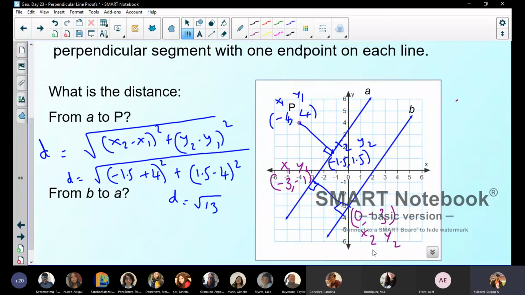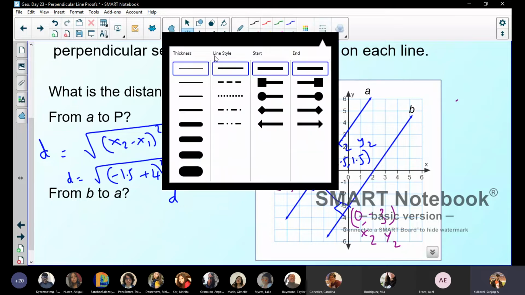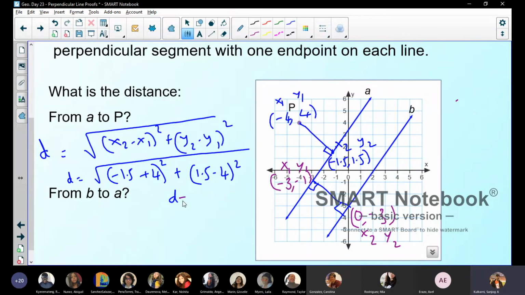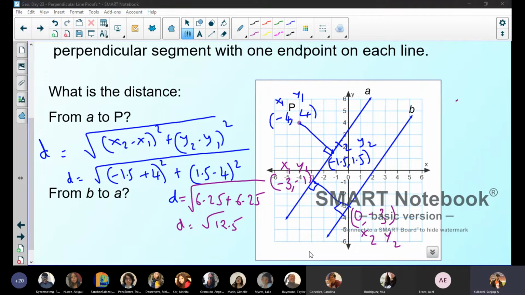My bad, guys. On the previous one, it was 6.25 plus 6.25, right? So it should be root 12.5. I thought it was 6.5. So I said 6.25, but it'll be 12.5. Okay, that was the previous one. So please complete this one. I've given the coordinates. Find the distance.